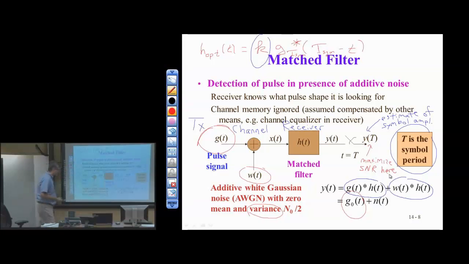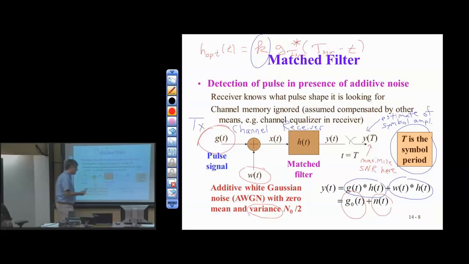The second part of this y(t) is simply the filtered noise. If the pulse shape is low pass, then the matched filter will be low pass, which is the case that we deal with for our communication system application. The pulse signal could be lots of other things. It could be a chirp, which is a cosine of increasing or decreasing frequency with time. That's common in sonar. But we know what the pulse shape is, what we're looking for.